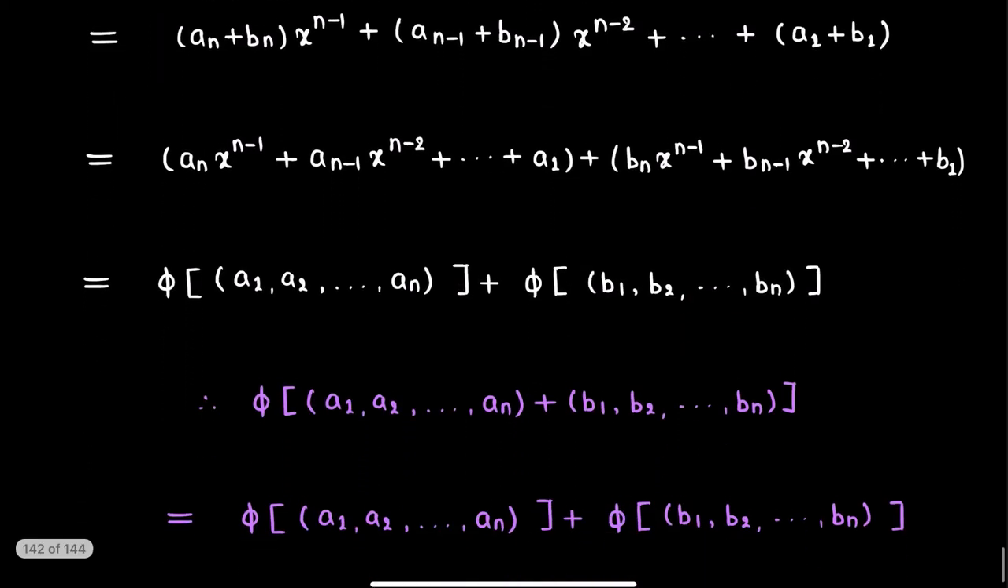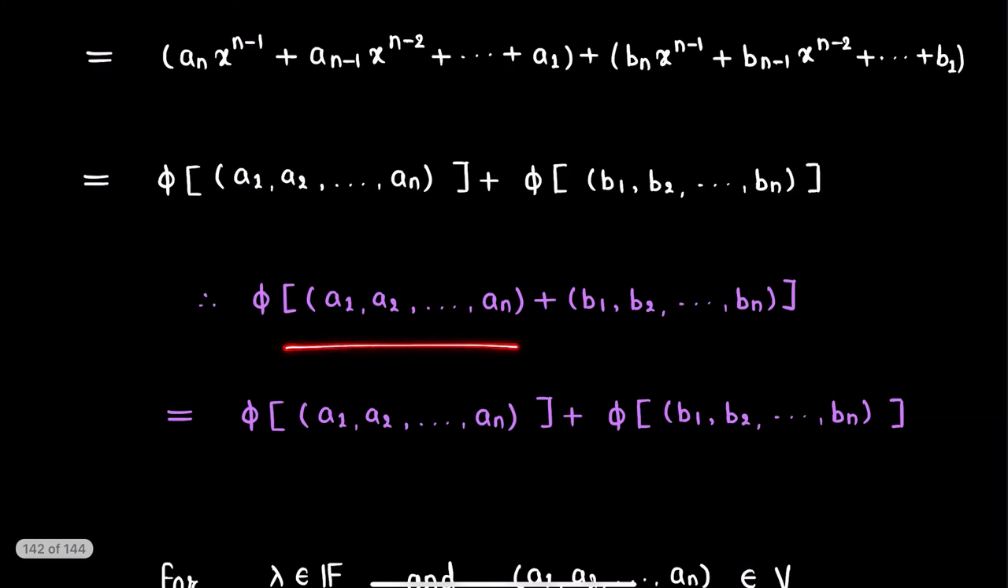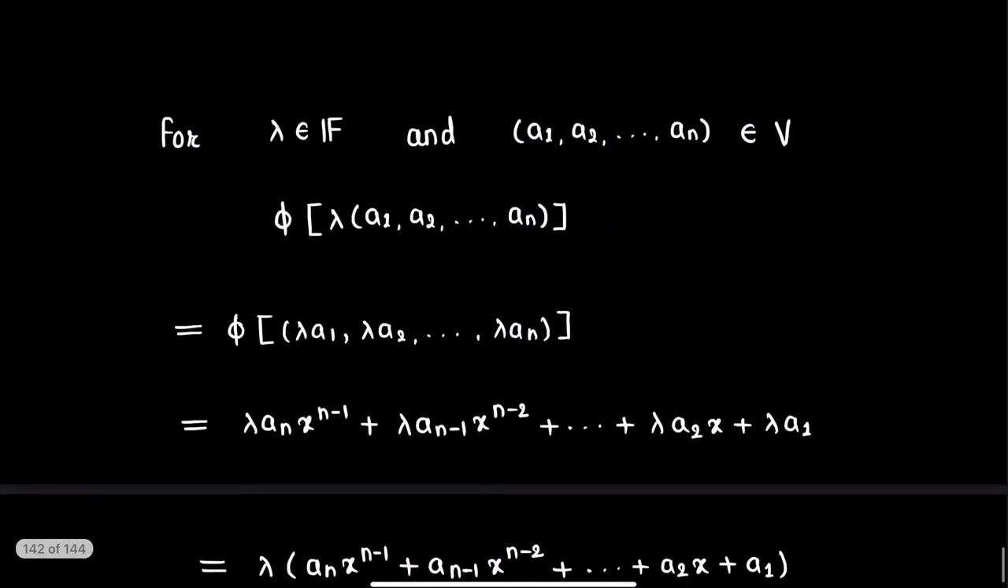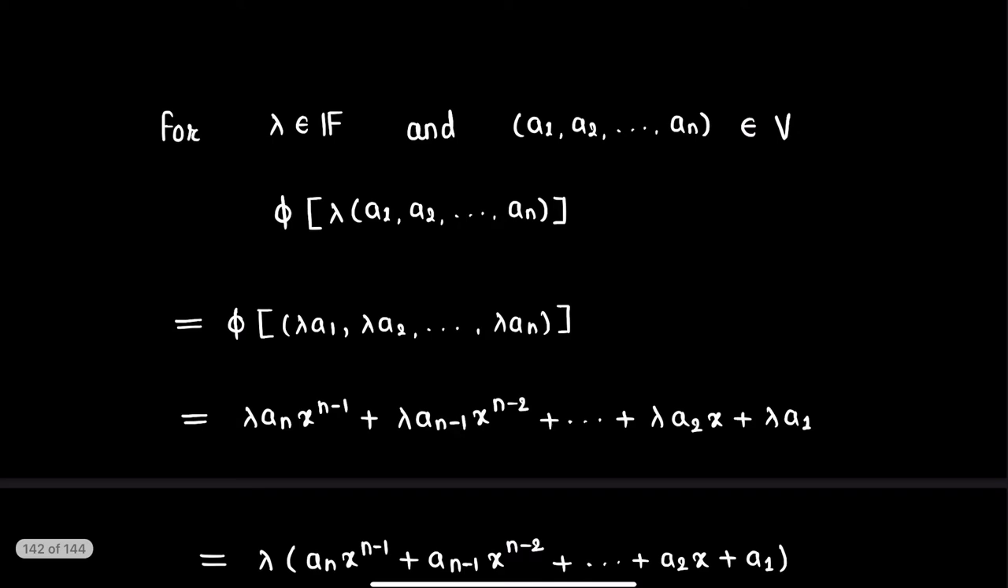So finally we get phi of (a1, a2, up to an) plus (b1, b2, up to bn) is equal to phi of (a1, a2, up to an) plus phi of (b1, b2, up to bn).